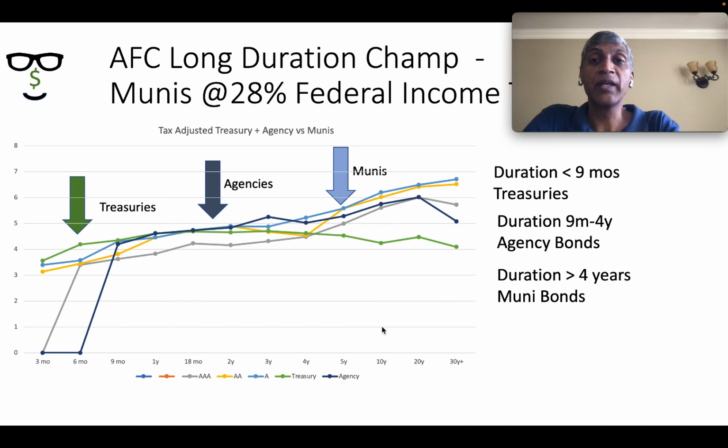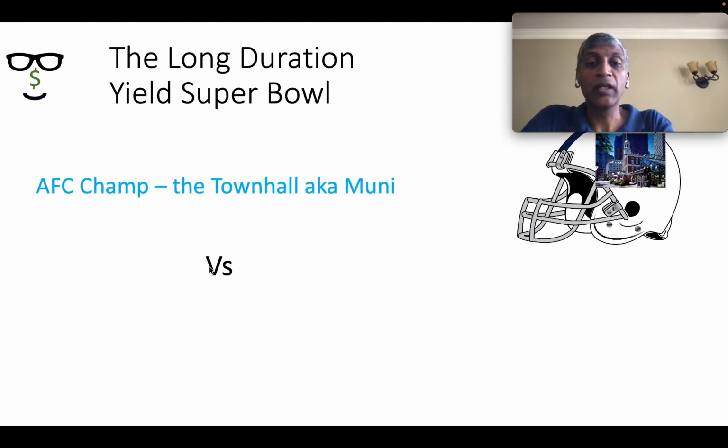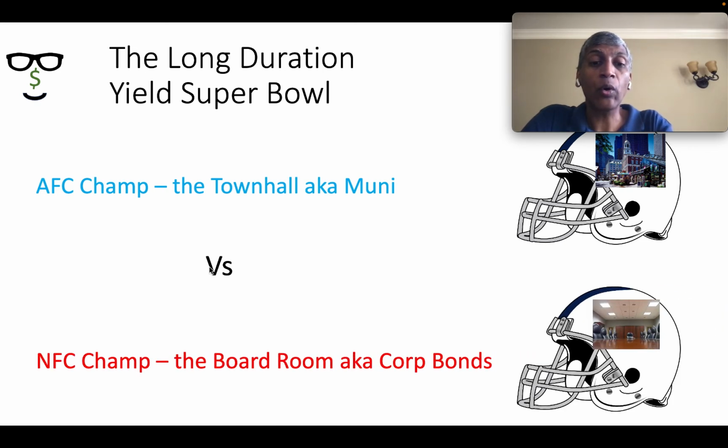Then here is my question. If your federal income tax was 28%, there is no question that in durations that are lower, medium durations, agencies win. In the long duration, who do you think wins? Is it the AFC champ, aka the town hall, which is the municipal bond, or is it the NFC champ in long durations, which is the boardroom? That is what we're going to try and figure out.